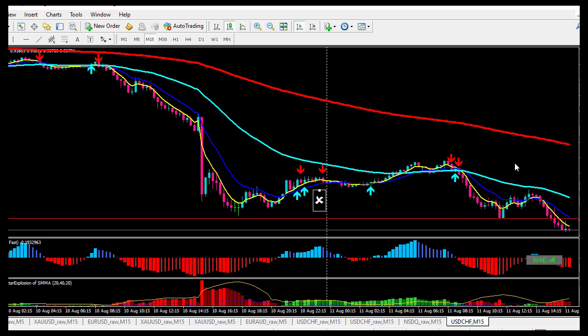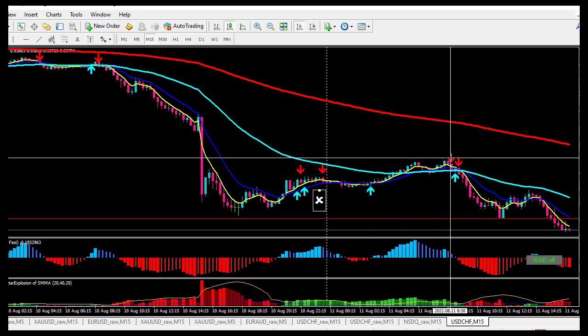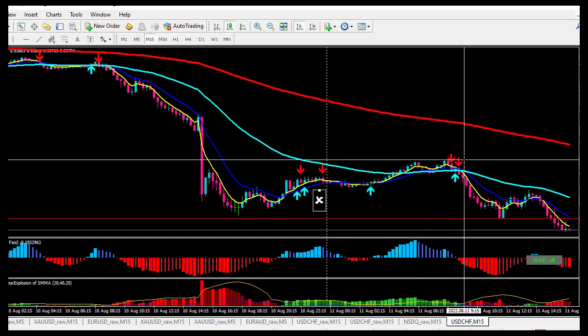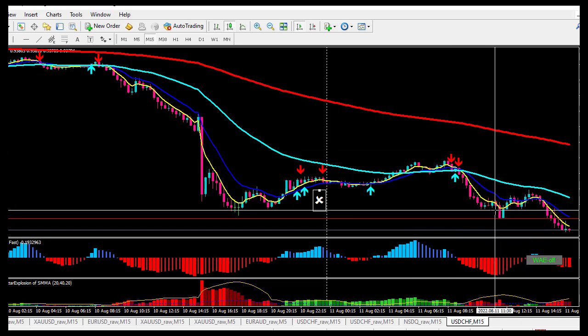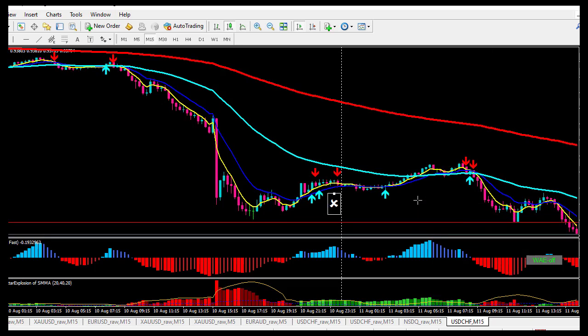Once you place your trade, your stop loss will be a few pips above the previous high, so you put your stop loss there and ride the trend. So this is how to use this particular strategy.